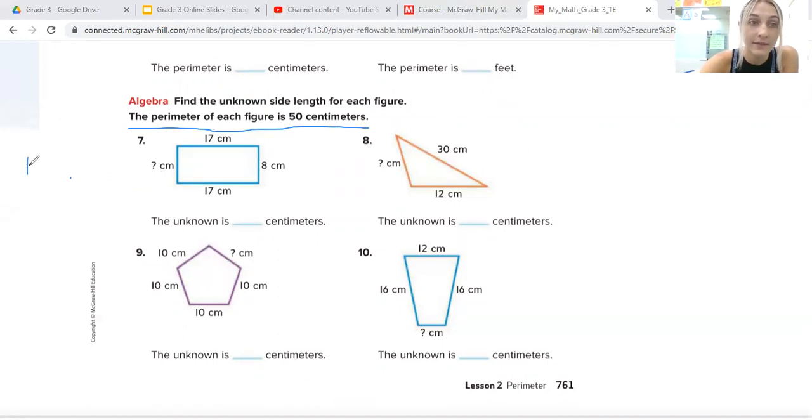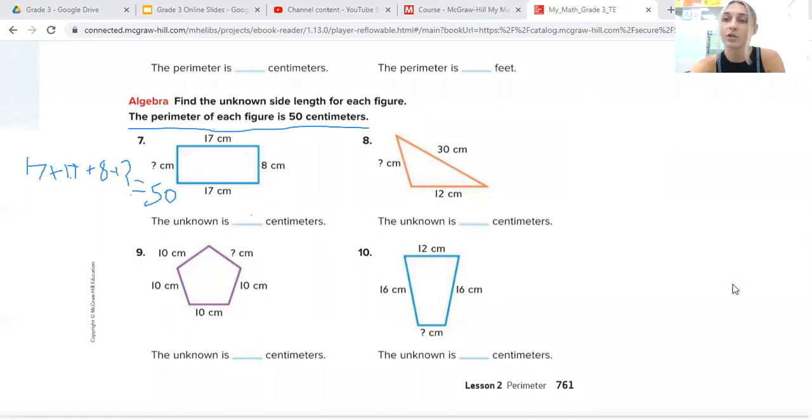So here I have 17 plus 17 plus, that looks like 11. 17 plus 17 plus 8 plus question mark equals 50. The unknown is my question mark. What number goes here to make this true? Okay, so figure that unknown out, the question mark, and put it in your blanks.